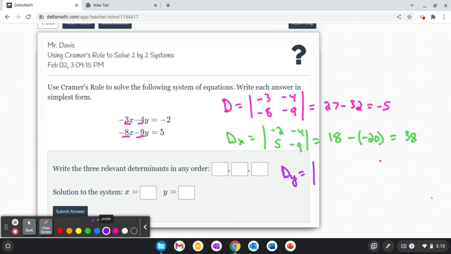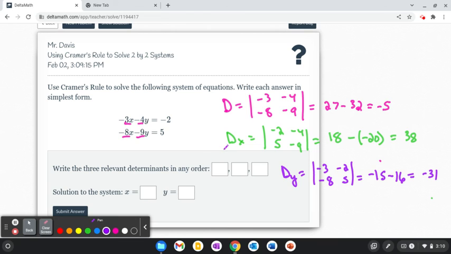And then we need to do d sub y. For that one, we're going to swap out the y's. We'll keep the x's of -3 and -8. Swap out the y's with -2 and 5. Cross multiply, we get -15 minus +16. And that gives us -31.